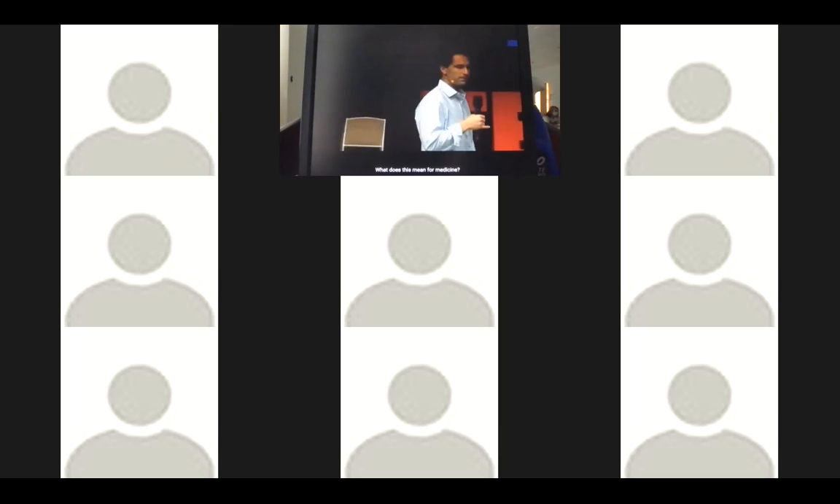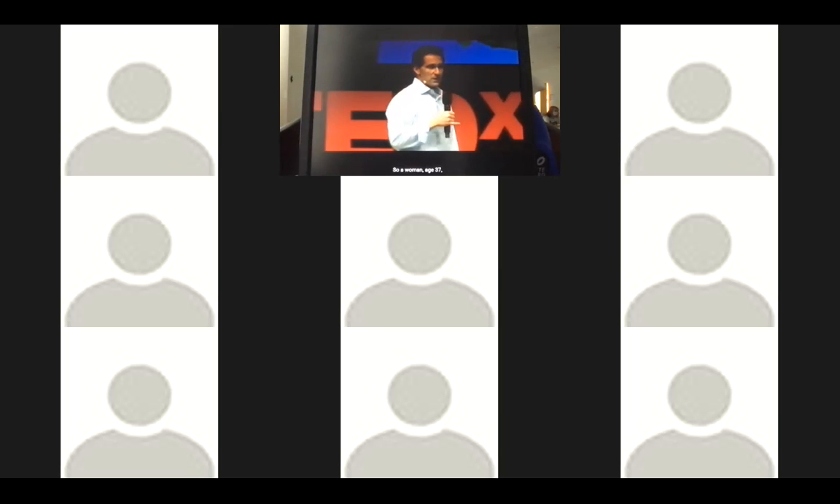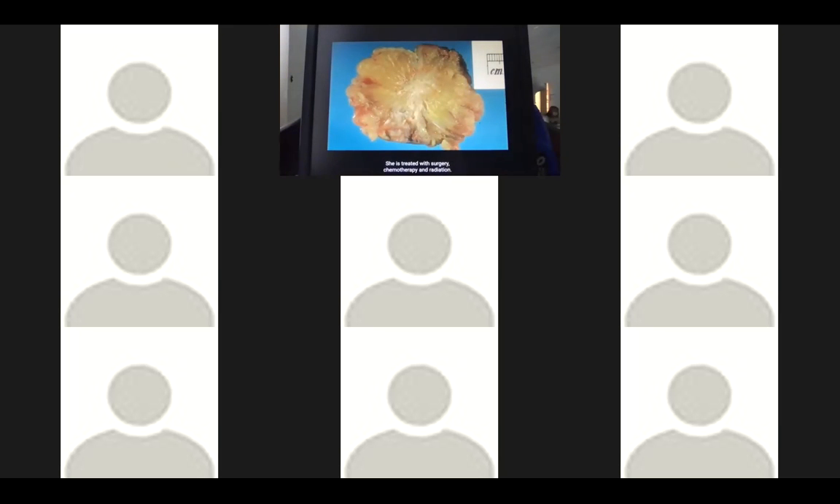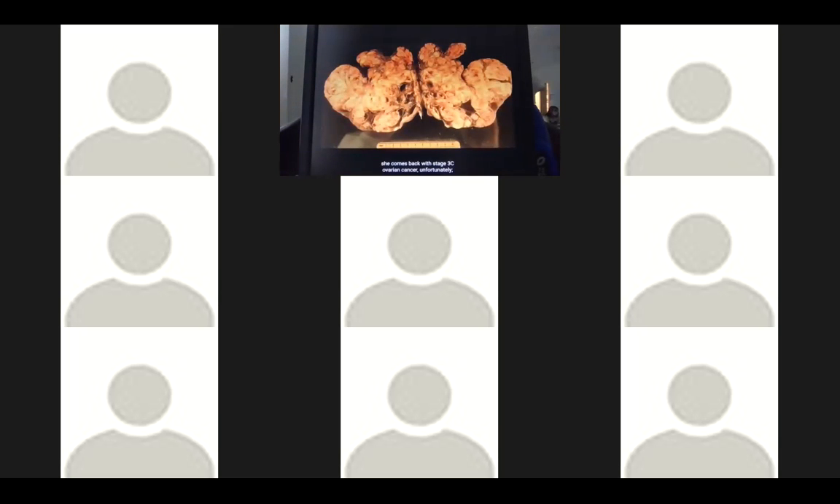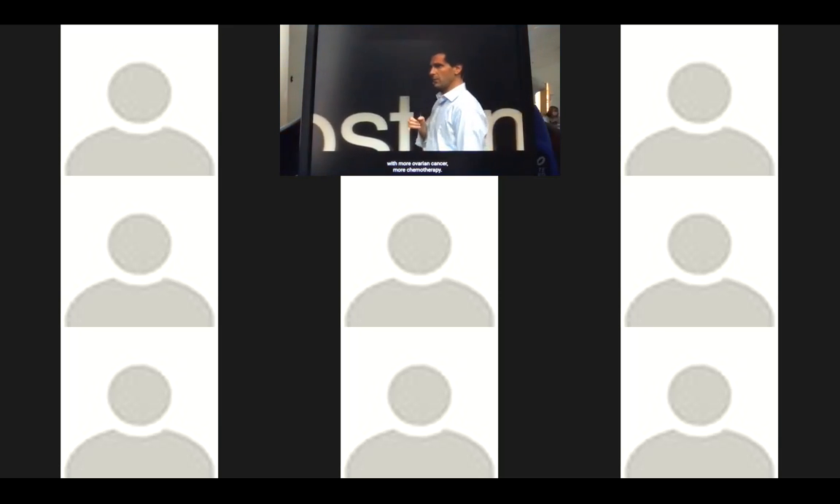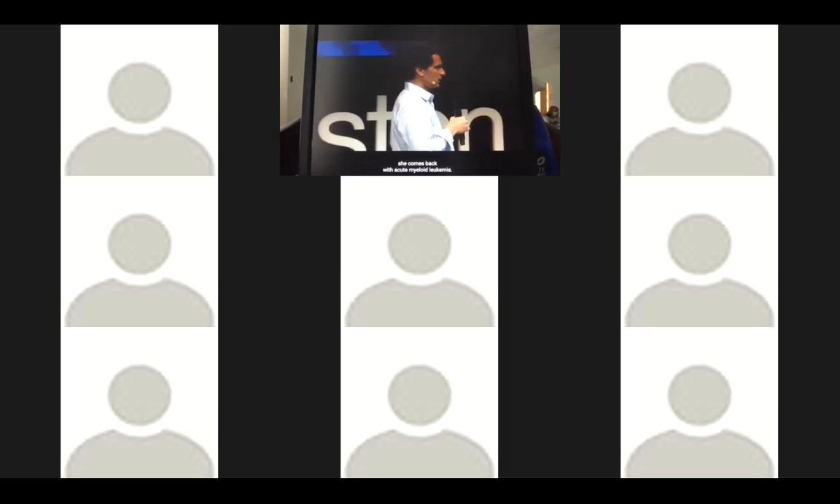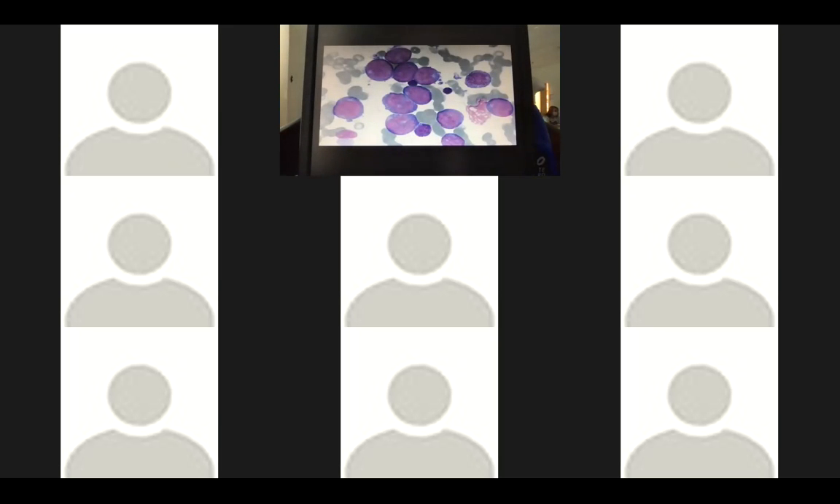What does this mean for medicine? So a woman, age 37, she presents with stage 2 estrogen receptor positive breast cancer. She is treated with surgery, chemotherapy, and radiation. She goes home. 2 years later, she comes back with stage 3C ovarian cancer, unfortunately treated again with surgery and chemotherapy. Comes back 3 years later, age 42, with more ovarian cancer, more chemotherapy. 6 months later, she comes back with acute myeloid leukemia. She goes into respiratory failure and dies 8 days later.